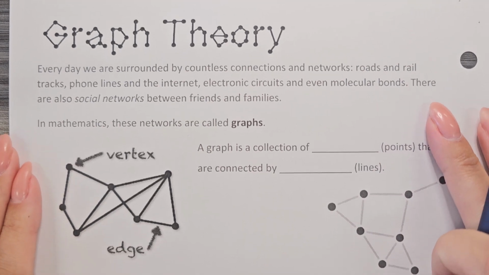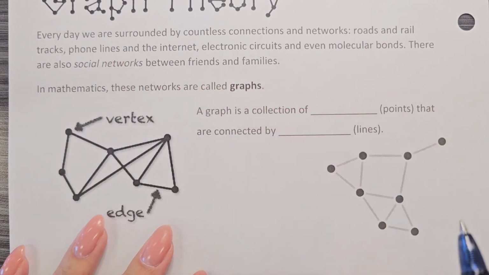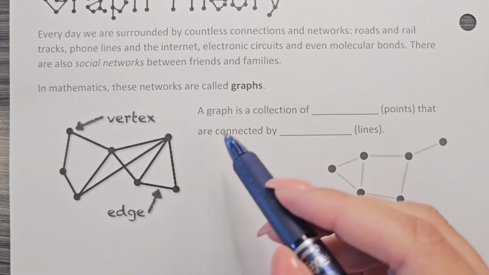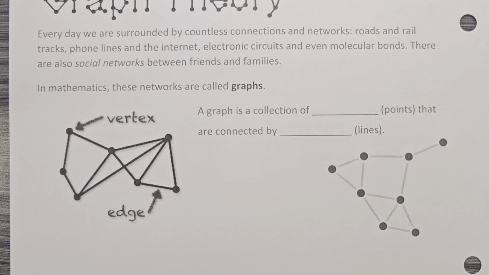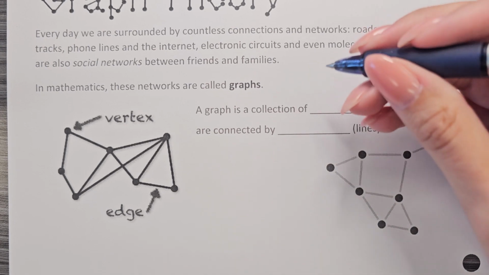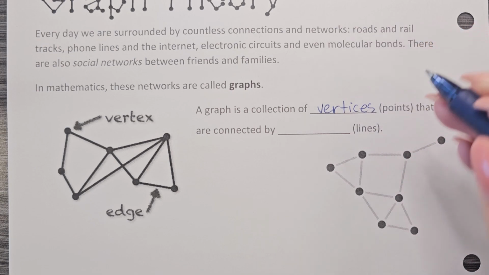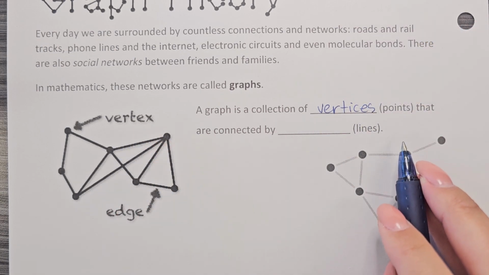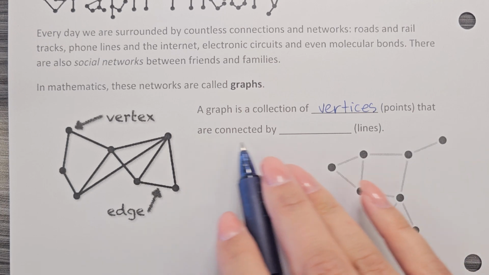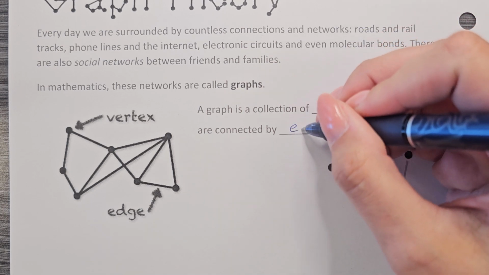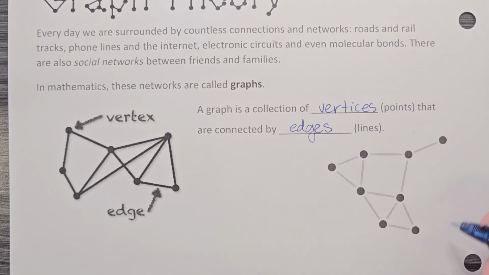We're surrounded by all of these different networks and things in the real world: roads, railroad tracks, phone lines, internet, etc. So what we can do is create them into these more simplified graphs, which is a collection of vertices, which is just the plural for vertex. Those are all the points that you see on the graph, or the dots. Those are going to be connected by edges, which look like the lines in between those dots.